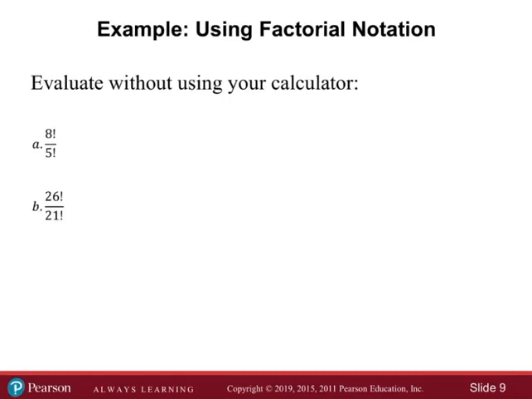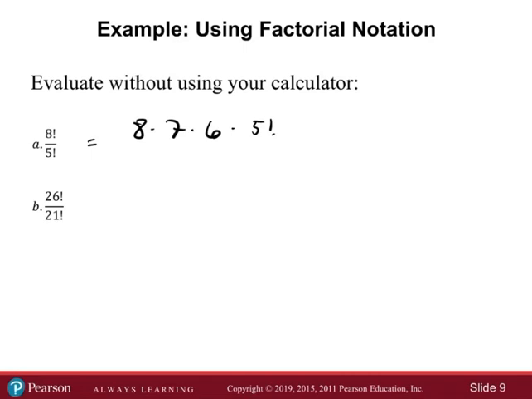Evaluate without using your calculator. Okay, so we have 8 factorial divided by 5 factorial. Okay, so 8 factorial means what? 8 times 7 times 6 times 5 times 4 times 3 times 2 times 1, right? If we write 5 all the way down to 1, instead of writing 5 all the way down to 1, we can condense it as 5 factorial, right?